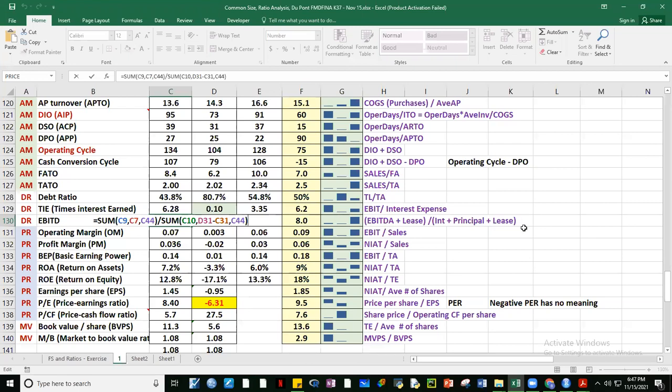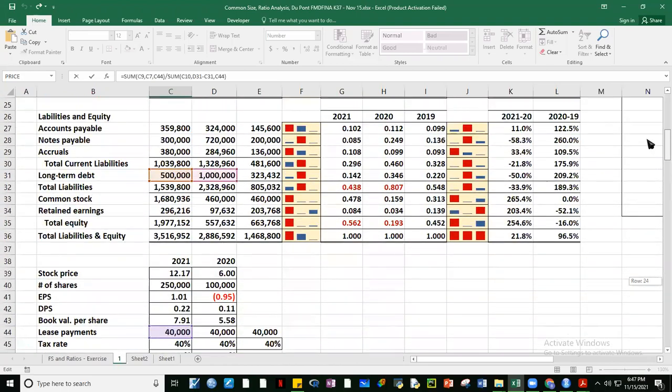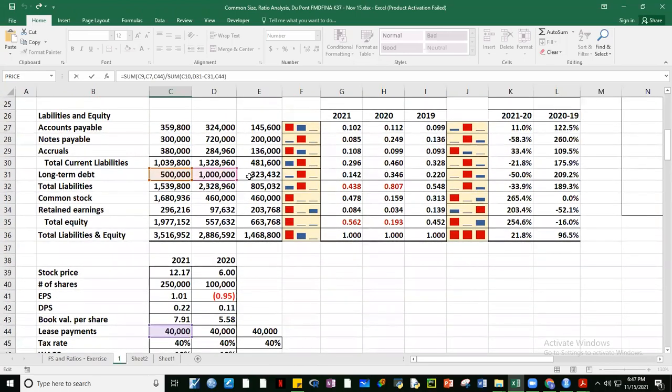Okay? And then lease C44 ulit. So tingnan natin to. What's D31 minus C31? F9. So that's 500,000. Okay, so let's go up here. Tingnan natin long-term debt natin.